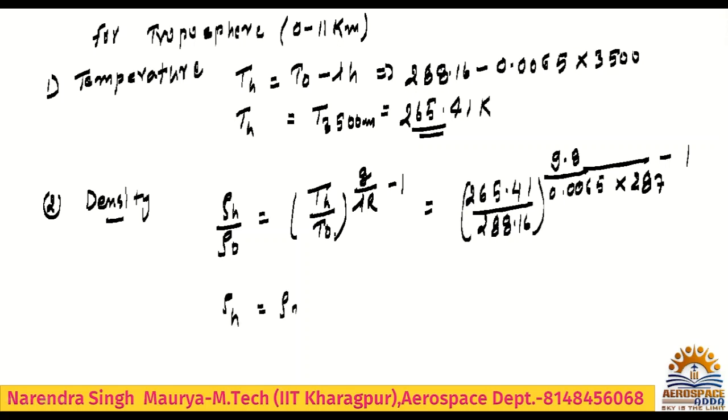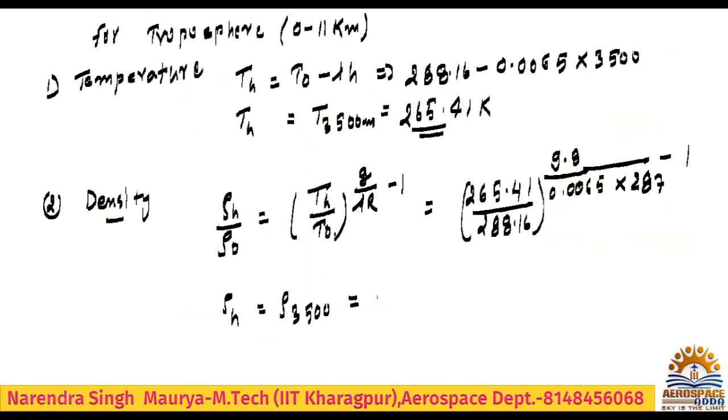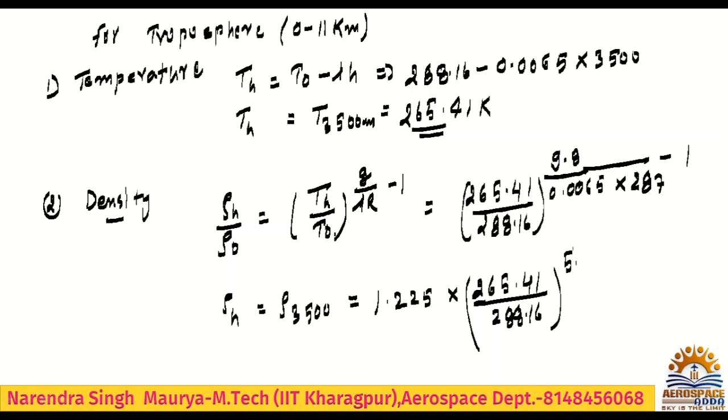So rho h, meaning rho at 3500 meter, is equal to rho naught. You just multiply rho naught. Sea level rho naught is given, how much is it? 1.225. So it is nothing but 1.225 into 265.41 divided by 288.16, if you solve this value, it will come approximately to 5.25, minus 1. So rho h you can calculate.